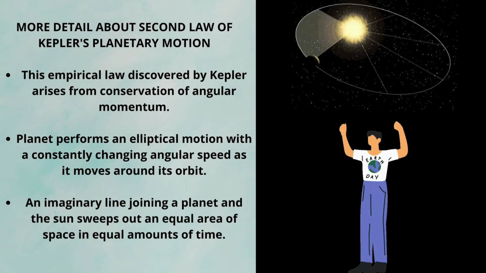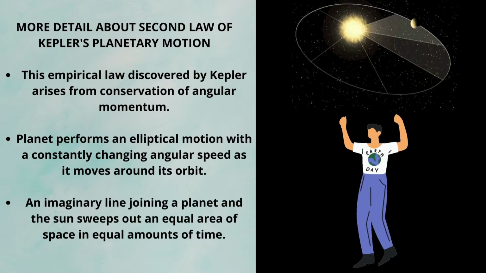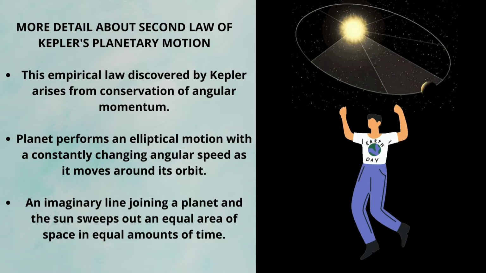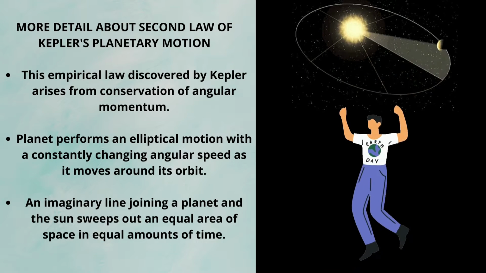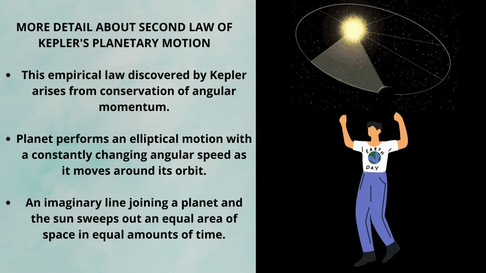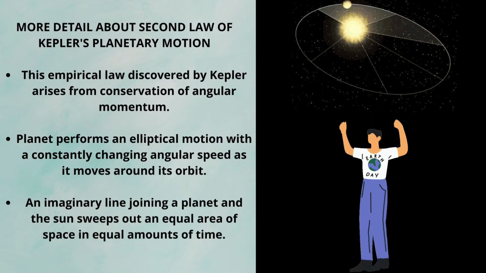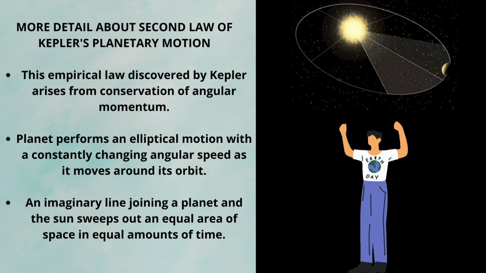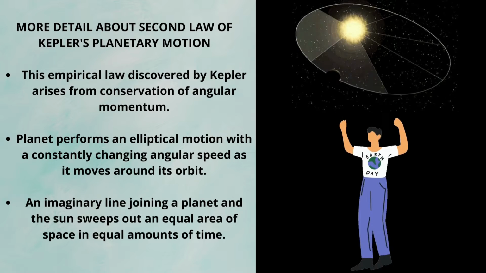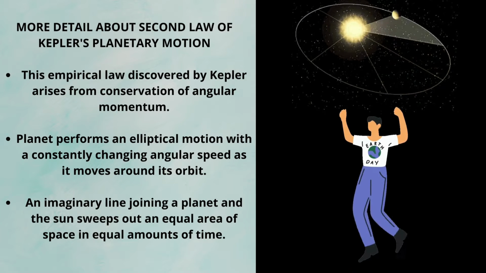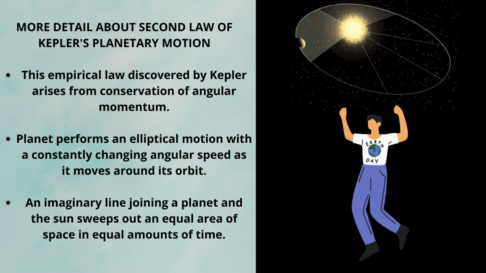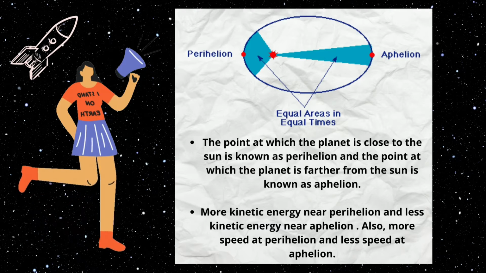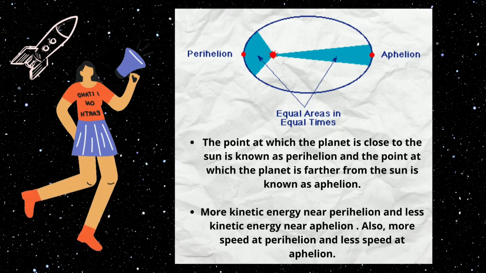Let's look at more details about this law. First, this empirical law discovered by Kepler arises from conservation of angular momentum. Second, a planet performs an elliptical motion with a constantly changing angular speed as it moves around its orbit. Third, an imaginary line joining a planet and the Sun sweeps out an equal area of space in equal amounts of time. From this figure we can see there is perihelion and aphelion.